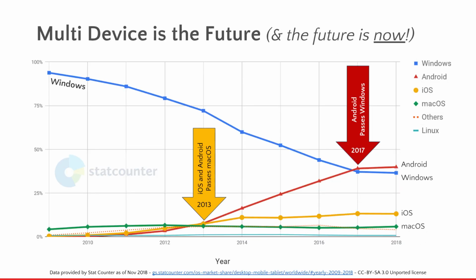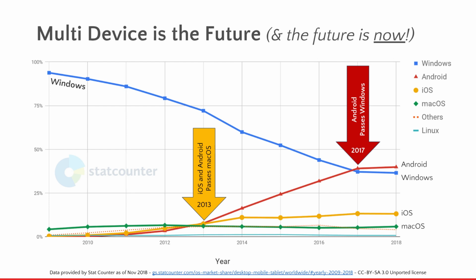First, let's talk about multi-device. Multi-device is the future. We've been saying this for a while, but the future is now. Actually, the future happened in 2017. Now we're past the future. But 2013 is when iOS and Android both individually passed macOS. So there are more iOS devices and more Android devices individually than there were Mac devices, macOS computers. But now in 2017, Android passed Windows. So there were more Android devices in 2017 than there were Windows devices. That's a pretty big deal.